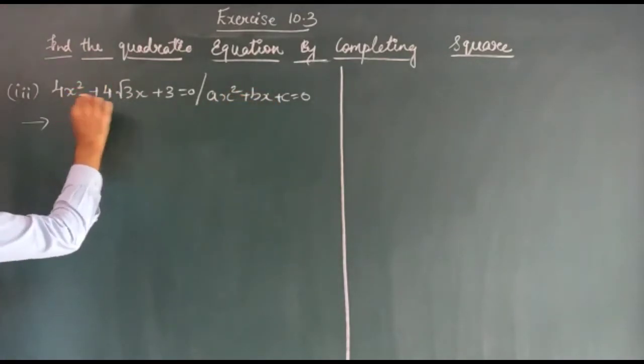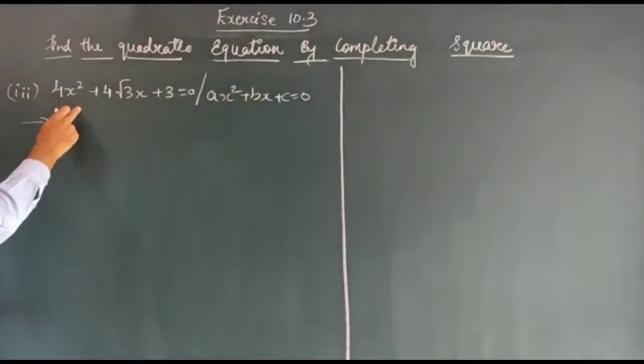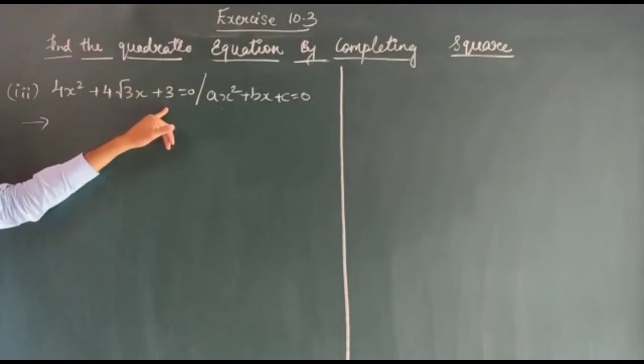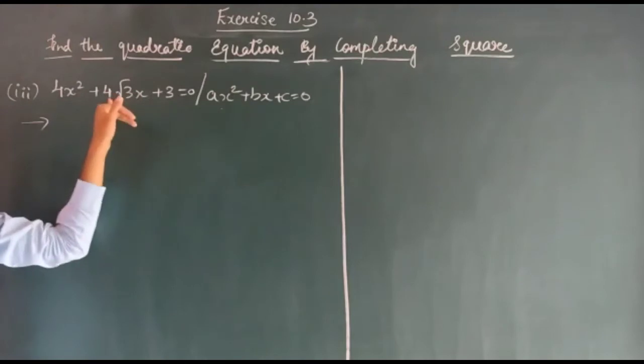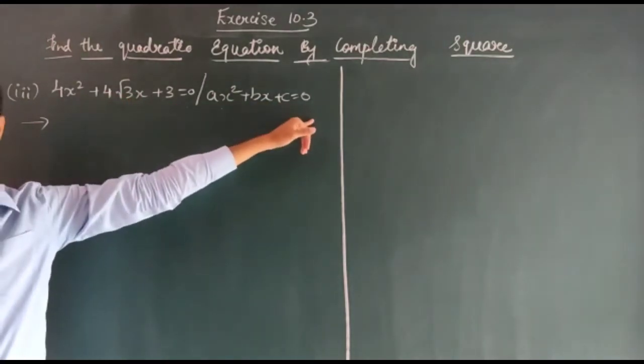So the first step is comparing this with the general form of the equation, that is 4x square plus 4 into root 3x plus 3 is equal to 0. Here a is 4, b is 4 into root 3 and c is 3.